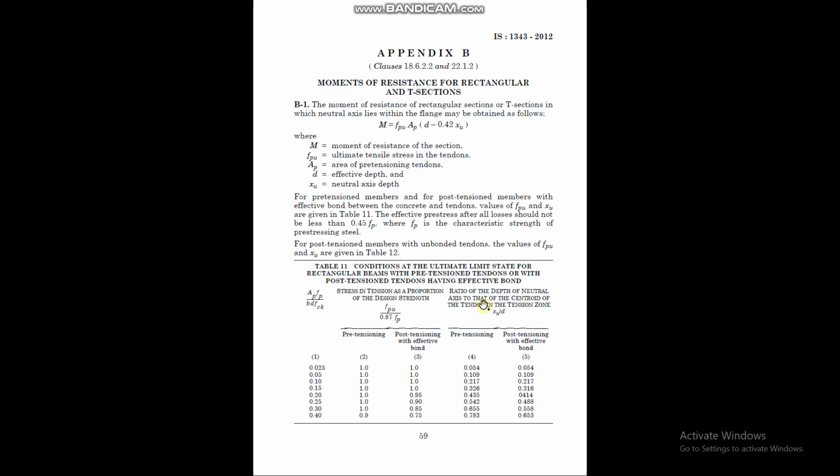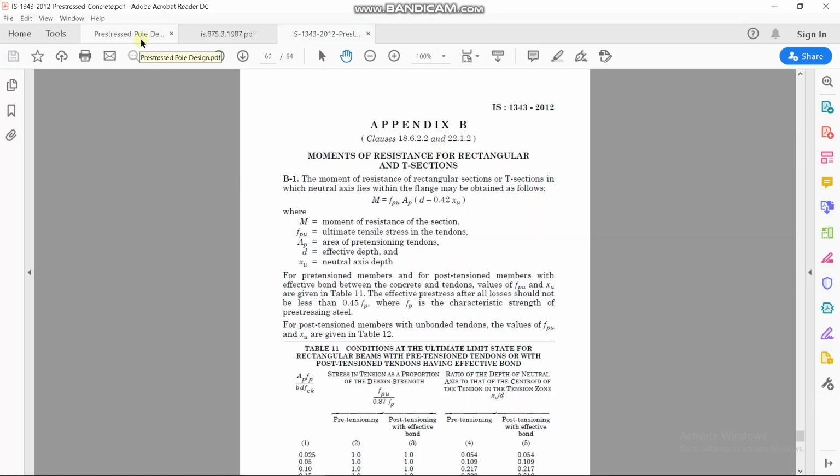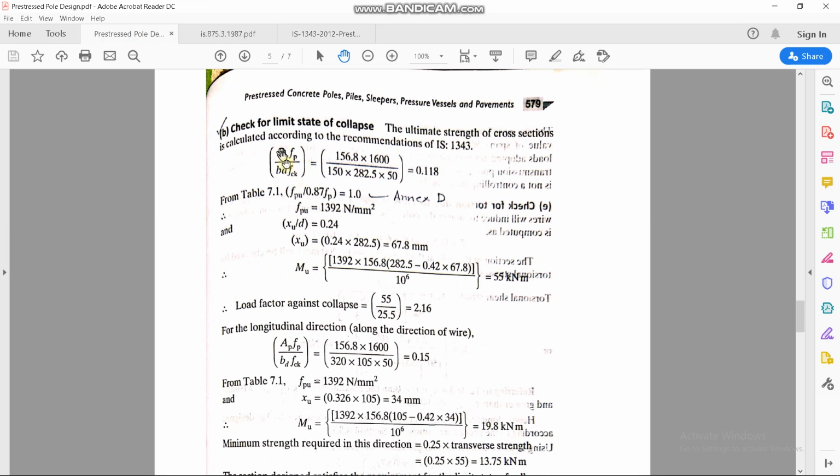You just have to keep in mind that our problem is a pre-stressed pre-tension pole. So in this case, see the conditions at the ultimate limit state for rectangular beams with pre-tension tendons or with post-tension tendons having effective bond. Pre-tensioning is our condition here. So let's try to find out the ratio of Ap fp divided by b d fck. Here you see this ratio is found out.